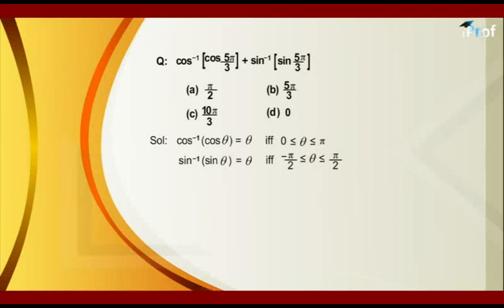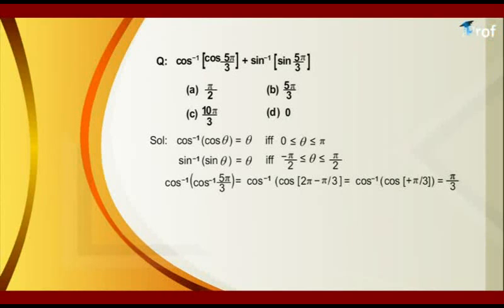Coming down to the first, cos inverse cos of 5 pi by 3 becomes cos inverse cos of 2 pi minus pi by 3, which is cos inverse of cos of pi by 3. That becomes pi by 3. Now coming down to sine inverse of sine of 5 pi by 3, it becomes sine inverse of sine of 2 pi minus pi by 3. That comes out to be equal to sine inverse of sine of minus pi by 3, which comes out to be equal to minus pi by 3.